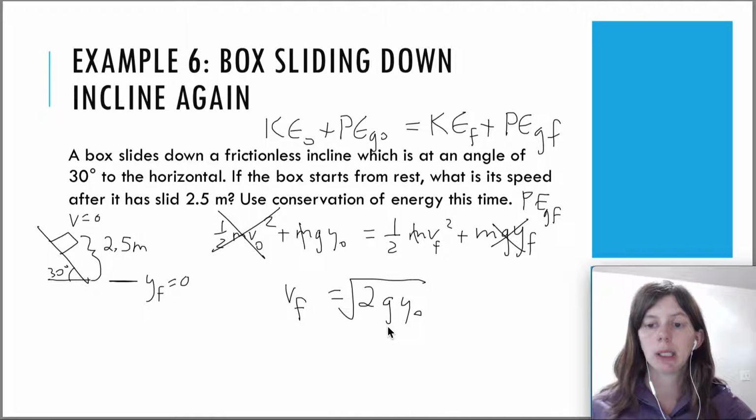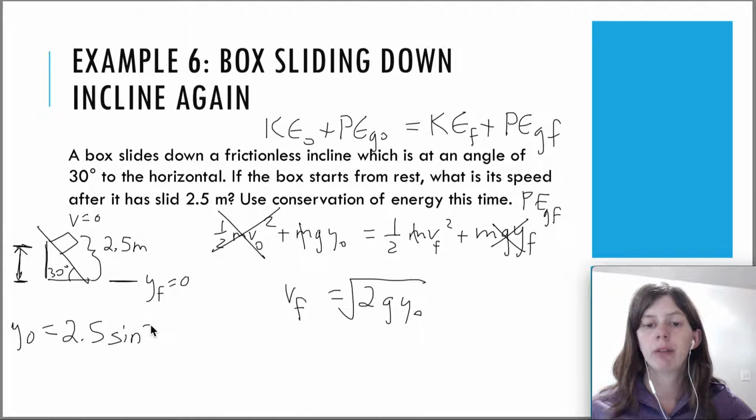The only trick, so that you don't make a mistake, is don't stick 2.5 meters for your initial height. A height is always a vertical distance, so the initial height is from here to here. Right? That's your initial height. It's not the hypotenuse, it's the side that is opposite. You can assume that there's a triangle here. We're looking for the opposite side. That gives us the height. So y initial, opposite uses sine, is actually 2.5 sine of 30.